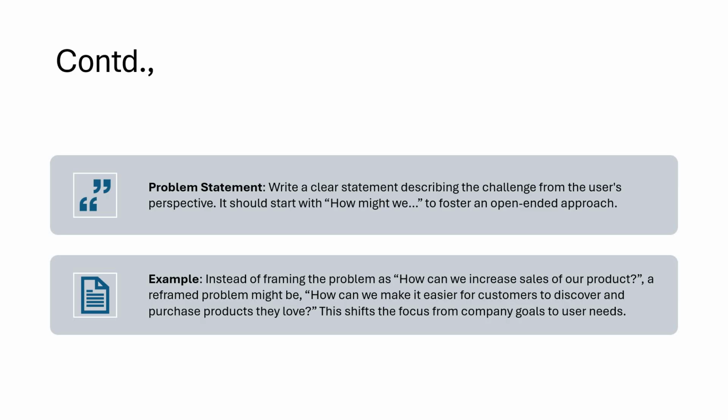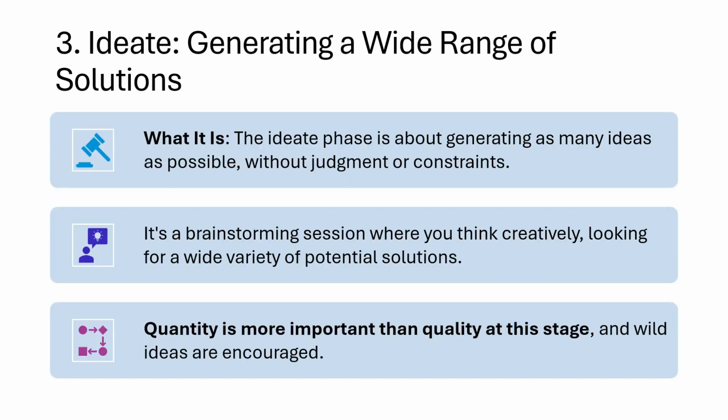You have to write a clear statement describing the challenge from the user's perspective. Don't complicate it. It should start with how might we. Please understand, it should start with how might we to foster the open-ended approach. For example, how can we increase sales of our product? It's a question that we have in our mind. It has to be reframed. How can we make it easier for customers to discover and purchase the products they love? This has shifted the focus from company goals to user needs, and indirectly, for sure, the company goals will be met.